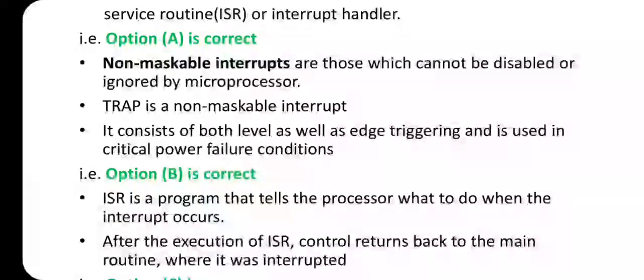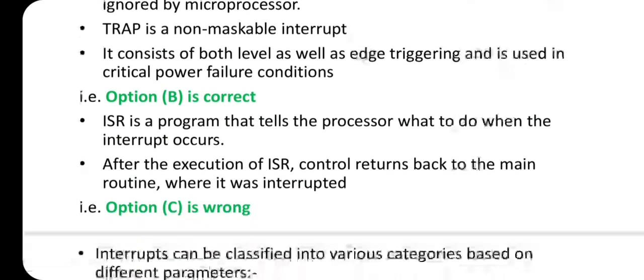Non-maskable interrupts are those which cannot be disabled or ignored by the microprocessor. Trap is a non-maskable interrupt. It consists of both level as well as edge triggering and is used in critical power failure conditions. Therefore, option B is also correct.